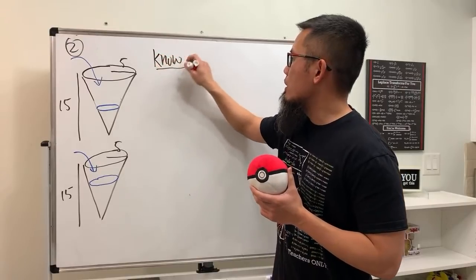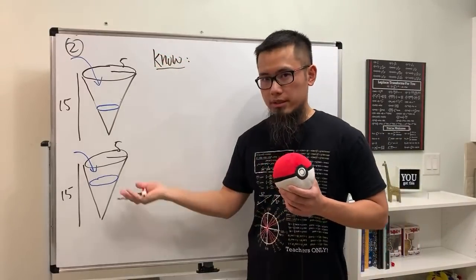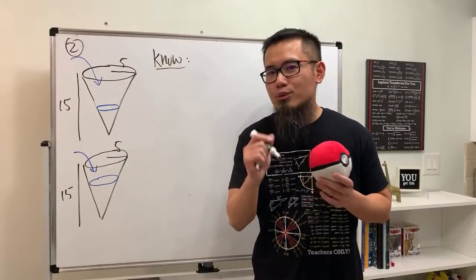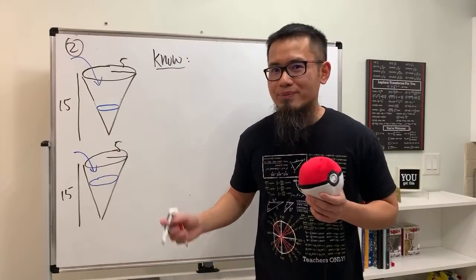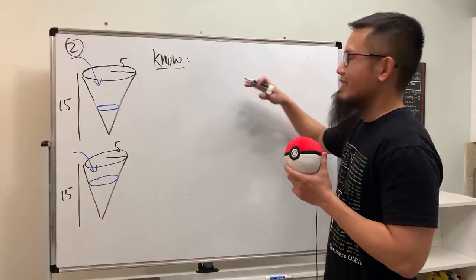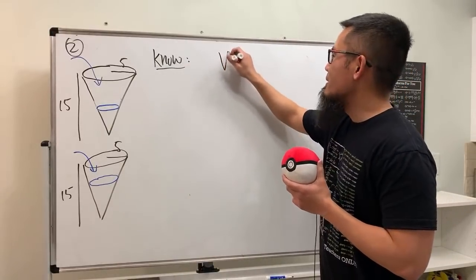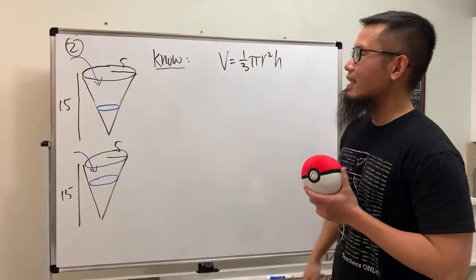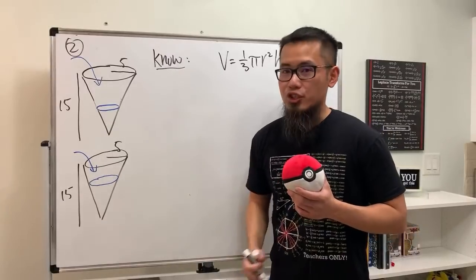What do we know? We are talking about a water tank, and this is a cone, an upside down cone. You have to remember the formula for the volume of the cone. We know that, you have to remember this, the volume is equal to 1/3 pi r squared h. This is the formula based on the shape that we are doing.